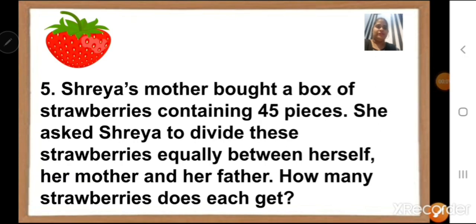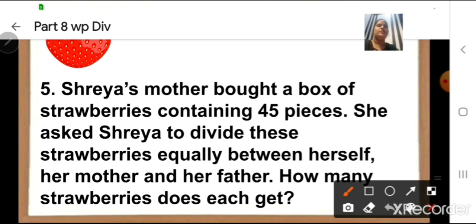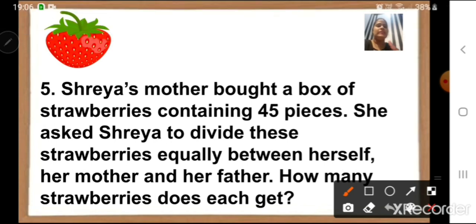Children, question number 5. Shreya's mother bought a box of strawberries containing 45 pieces. She asked Shreya to divide the strawberries equally between herself, her mother and her father. How many strawberries does each get? Okay. Now children, here they have not directly given the divisor. Okay. We have to find it out. So we will read the question again and we will find all the information.